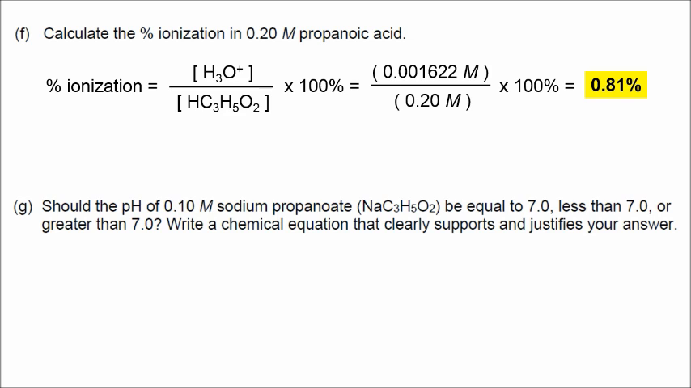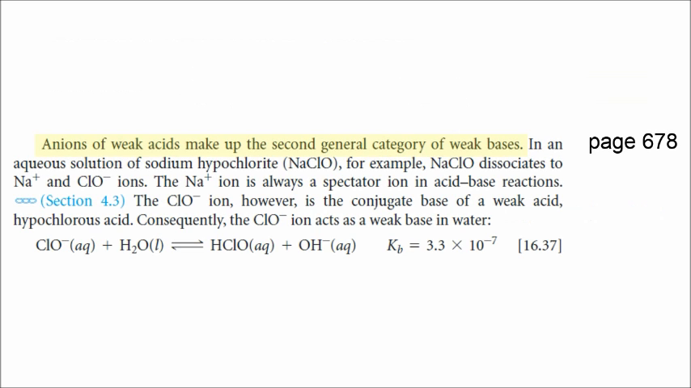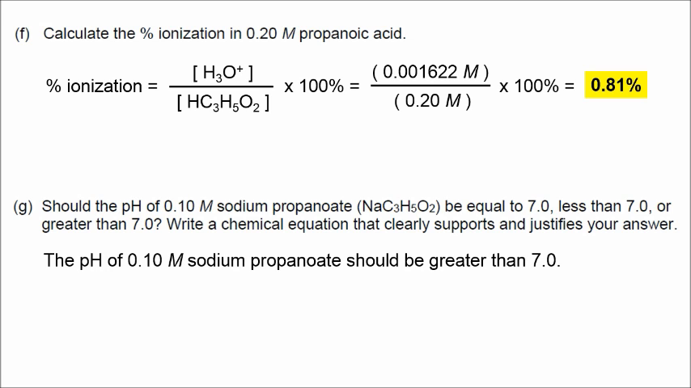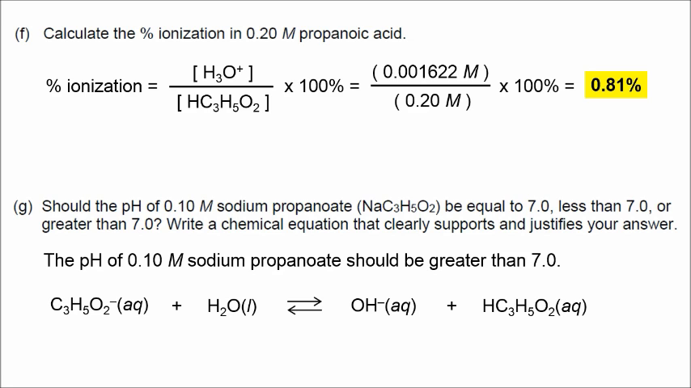0.81% for our ionization. Should the pH of sodium propanoate be equal to 7, less than 7, or greater than 7? Well, since propanoic acid is a weak acid, that makes propanoate a weak base. So to prove that, the pH should be greater than 7. It is a weak base. Let's show propanoate reacting with water as a base to produce hydroxide ions and the original propanoic acid. So the conjugate base of propanoic acid is propanoate.